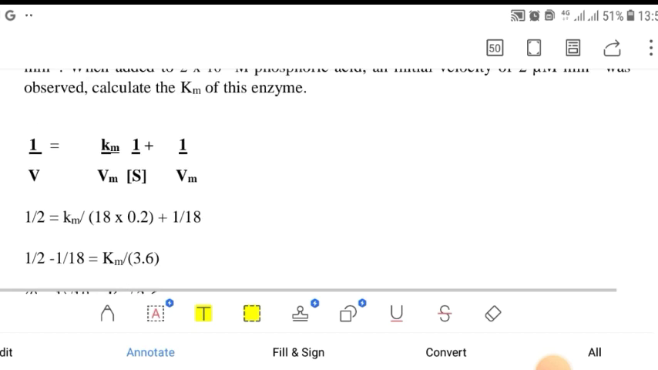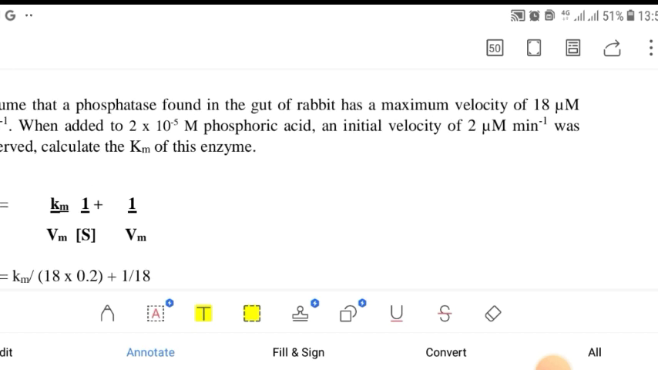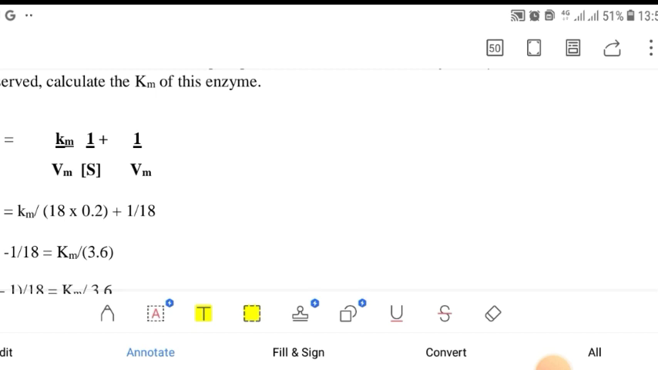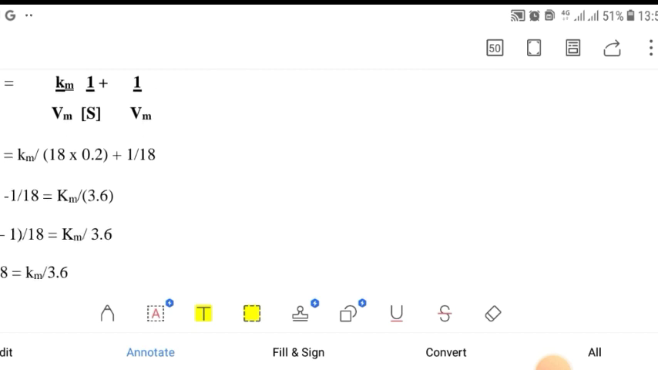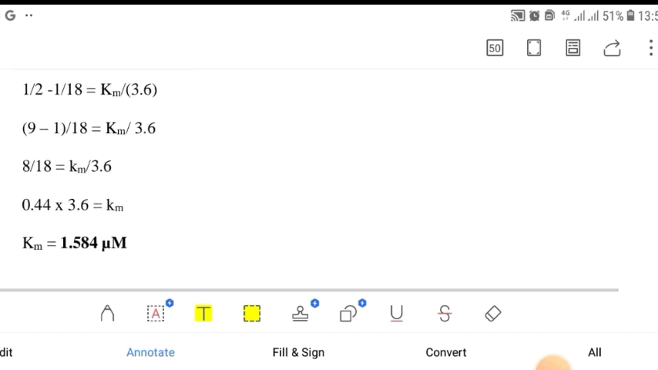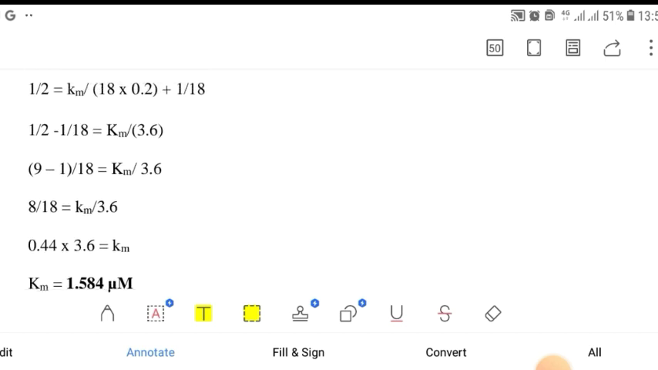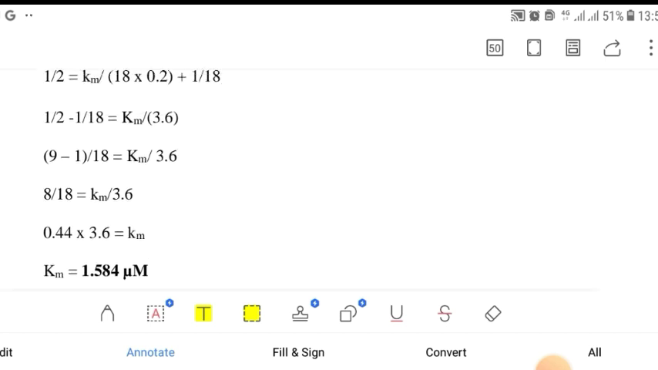18 times 0.2. Why? Because I've converted my 2 times 10 raised to power minus 5 to micromolar, so it is now 0.2 times 10 raised to power minus 5. And by the time I multiply those two, I was able to get 3.5. While the fractions, I put them together to be able to get my fractions right. And at the end of the day, I was able to get Km equals 1.584 micromolar. So please just pay attention to it. The indices are good for you to be able to remember. I don't think there's anything that is difficult here, only that you just need to pay attention.